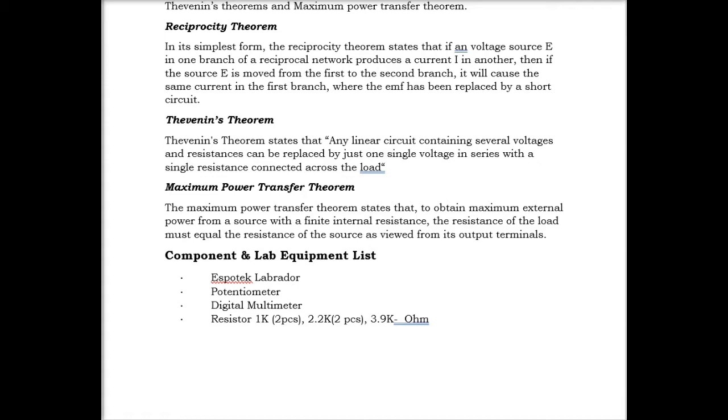maximum power transfer theorem. It's written over here that to obtain maximum external power from a source with a finite internal resistance, the resistance of the load must be equal to the resistance of the source as viewed from its output terminals. So what does it mean by that? We are going to see in terms of a circuit.